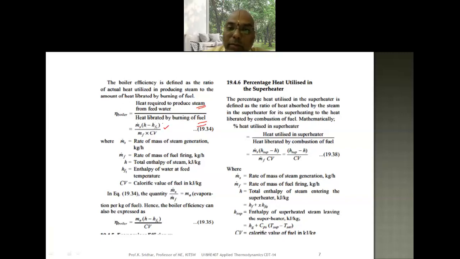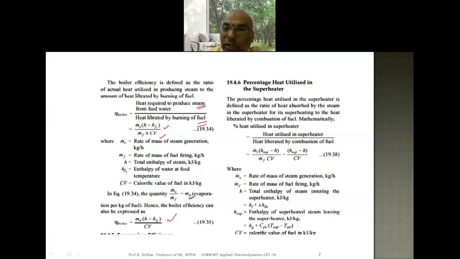So heat liberated by the burning of the fuel, that is Q, is equivalent to MF into CV. But here we know that m dot S by m dot F is equivalent to MA, that is the evaporation per kg of the fuel. So just replace m dot S by mf with MA, so that the same formula will become MA into H minus HF by CV. So it is the formula to calculate the boiler efficiency.